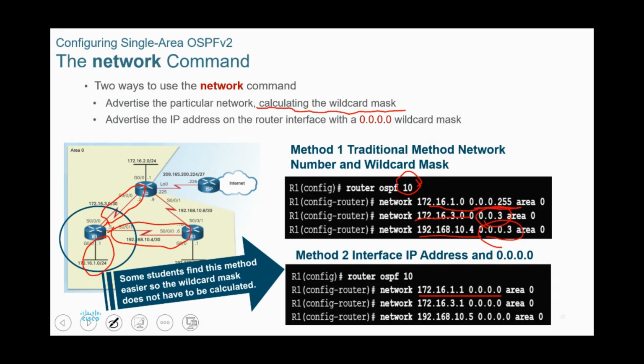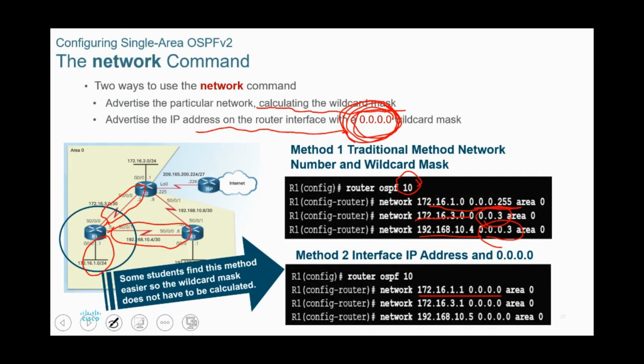You can use the traditional method to do that, which is wildcard mask 0.0.0.255, configured as area 0. Now, another way, which is much easier to configure, is to advertise the IP addresses on the router interface with all zeros for your wildcard mask. It means that you don't have to calculate your wildcard mask, which is much easier to configure.